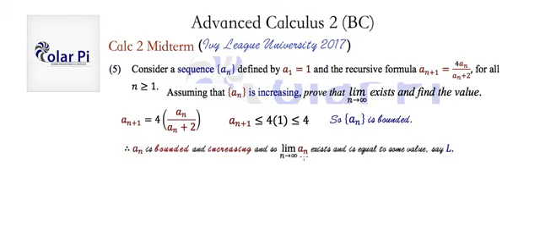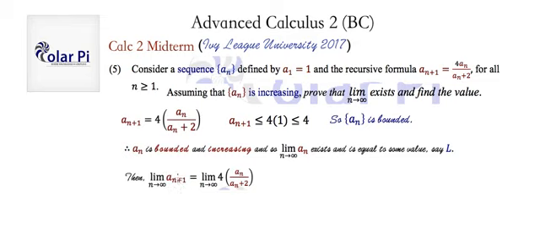by the monotone convergence theorem, the limit as n goes to infinity of a_n exists, that is, it converges since it's bounded and increasing. And so let's say that it converges to L. Then the limit as n goes to infinity of a_{n+1} is equal to the limit as n goes to infinity of 4 times this quotient right here, because we're told from the start that a_{n+1} is 4 times this quotient. Now, we said that a_n converges to L.